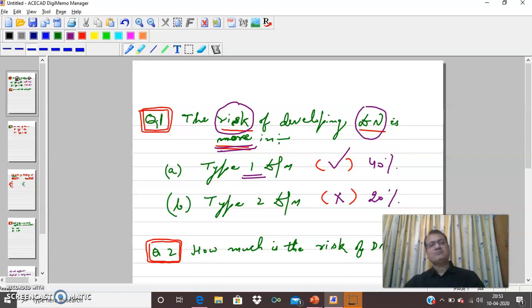The explanation is simple. If you recall from our previous discussions, we discussed that this diabetic nephropathy is a long-standing complication. And therefore, it happens more in type 1 diabetic patients because type 1 diabetic patients are young patients. We discussed in the previous video that the most common age group for type 1 diabetes to occur is preschool children to pubertal age.